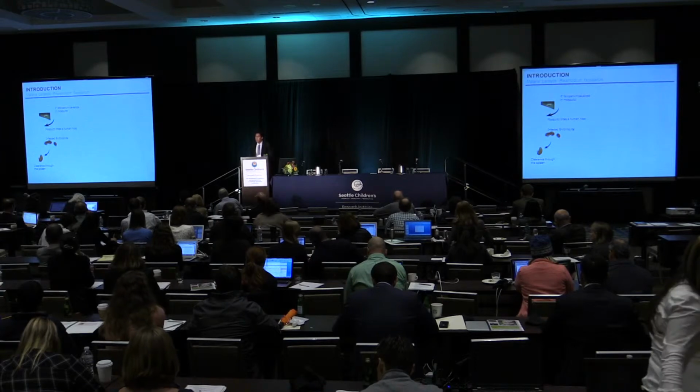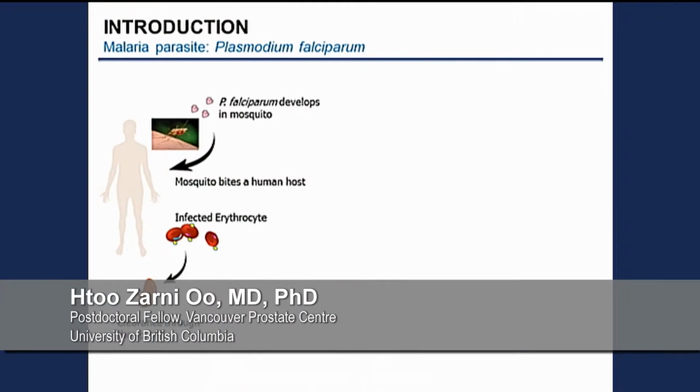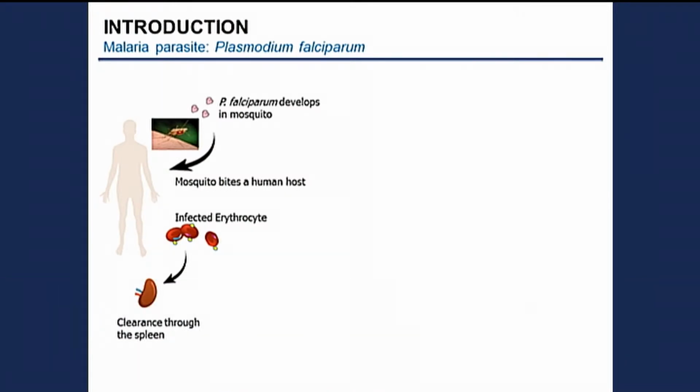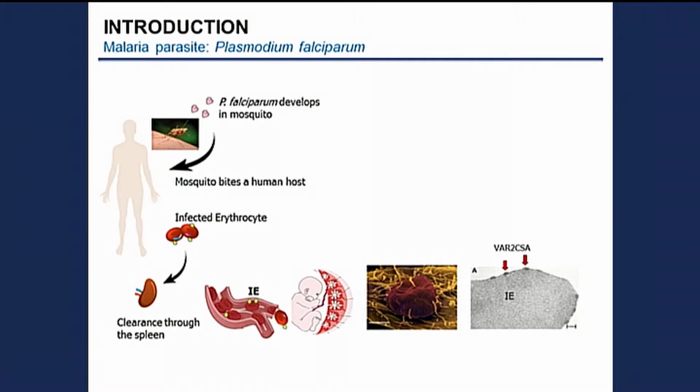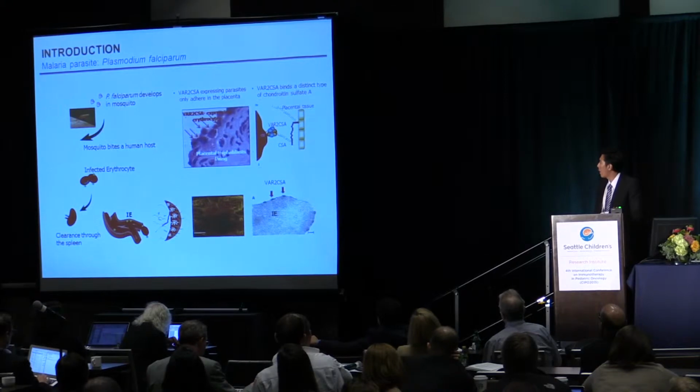As an introduction, the Anopheles mosquito bites the human host, where the malaria parasite infects the erythrocytes, and normally these infected erythrocytes are cleared through the spleen. But when pregnancy-associated malaria happens, these infected erythrocytes go to the placenta, where the parasites present the VAR2CSA protein on the surface of the infected erythrocytes to attach at the placenta by binding to a distinct type of chondroitin sulfate A.